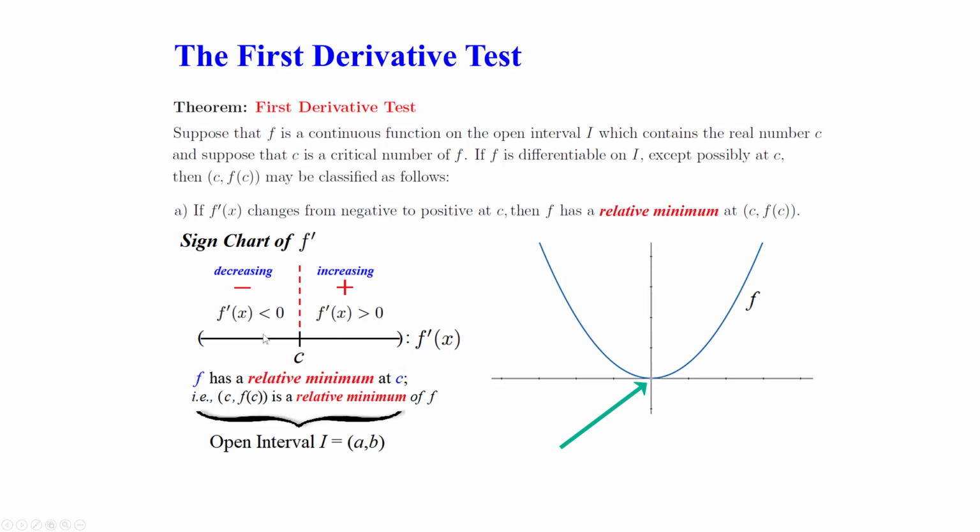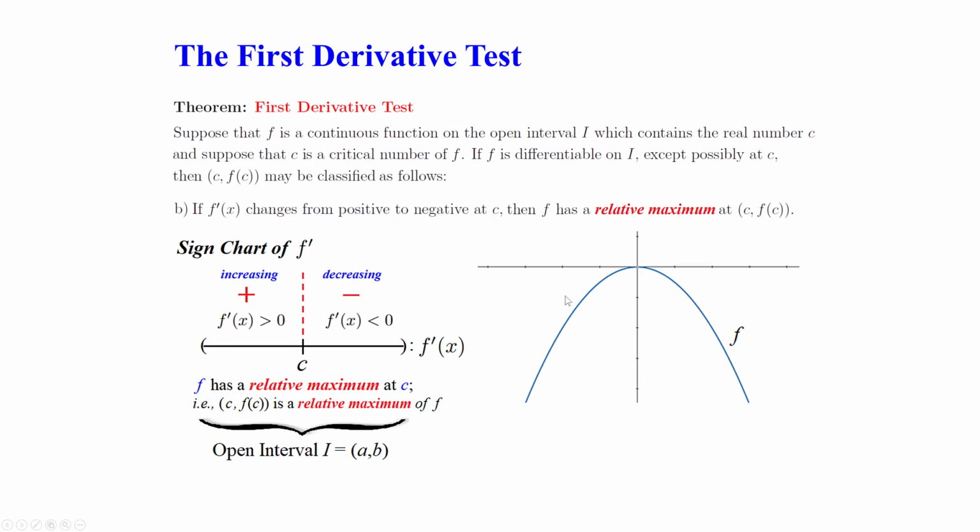If the function decreases on the left-hand side of c, not on the entire domain, just on this open interval, so there's some open interval, say it's from here to here. Now, here, of course, this is an absolute minimum, so of course it's a local minimum, but the idea is there is some interval I on which the function is decreasing on the left, increasing on the right. This would produce a relative minimum.